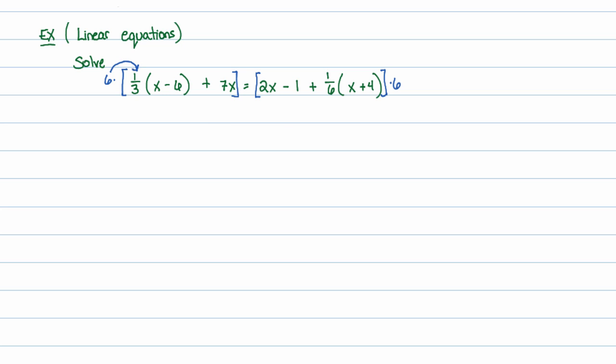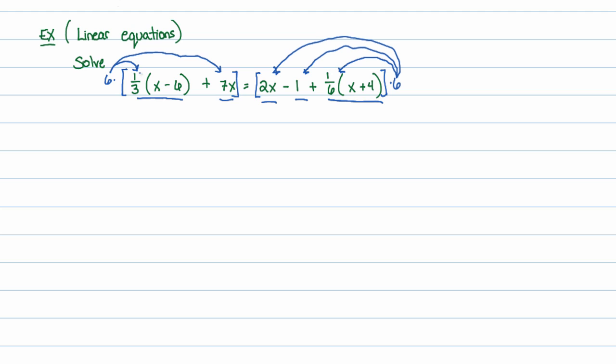So I'll distribute the 6 to each term. Notice on the left-hand side, there are actually only two terms here: this first term and the second term. So I distribute the 6 to each of those. On the right-hand side, I distribute the 6 to all three terms, actually. Remember, terms are separated by plus or minus signs. We have 1, 2, and 3 terms.